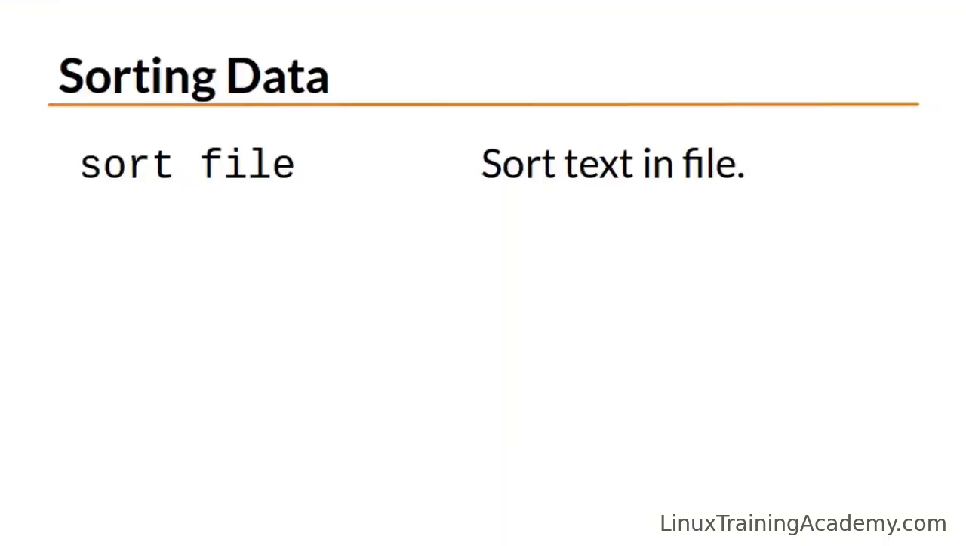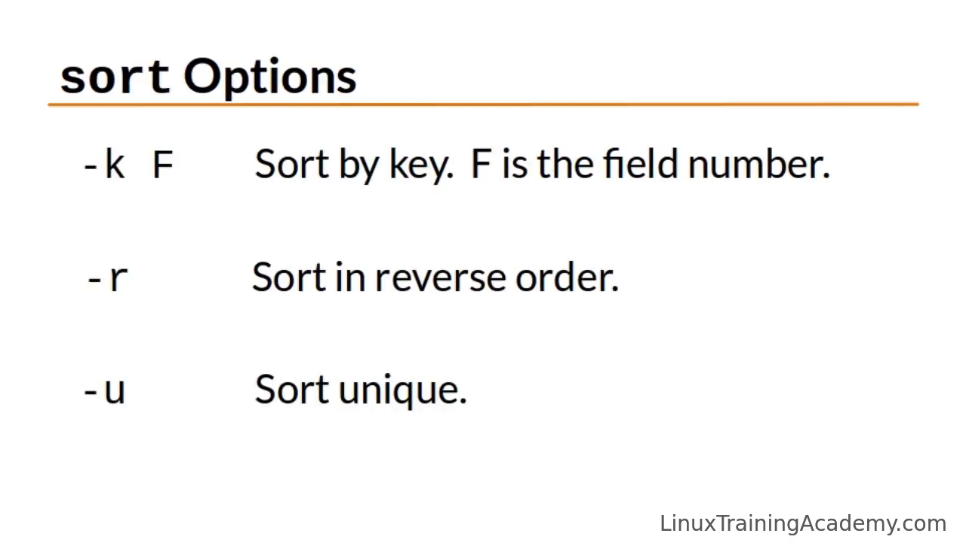You've already used the sort command a couple of times in this course, but as a reminder, the sort command at its most basic level sorts text alphabetically that appears in a file. You can use sort with a -k option and supply a field, so you can sort by a different field than the first field. -r sorts in reverse order, and -u removes duplicate lines and only provides unique results.